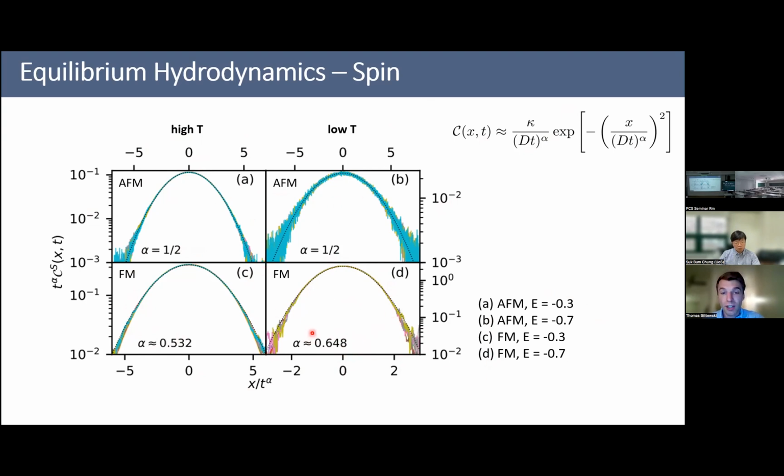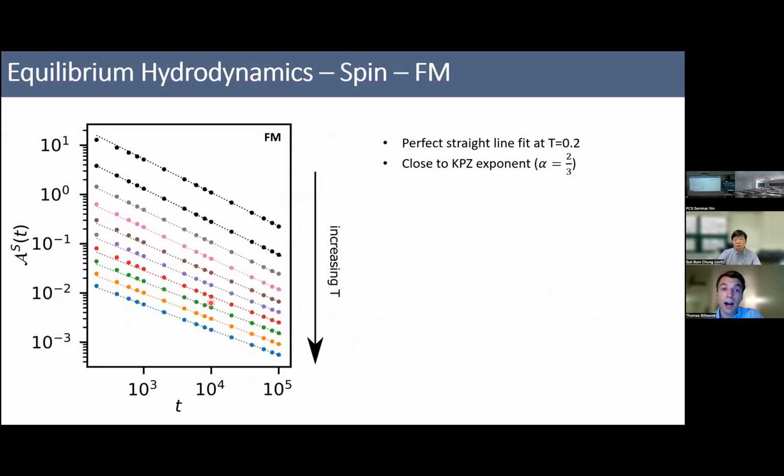So at this point, we know this exponent seems to change with temperature, at least for the ferromagnet. And you can ask, how does it change? At very high temperature, which is the lowest curve I'm showing here, this is essentially infinite temperature, and it's a power law decay with exactly exponent a half. If you go down in temperature, this exponent increases, and at exactly T = 0.2, you get a perfectly straight line fit over four or five orders of magnitude, with an exponent of exactly 2/3.